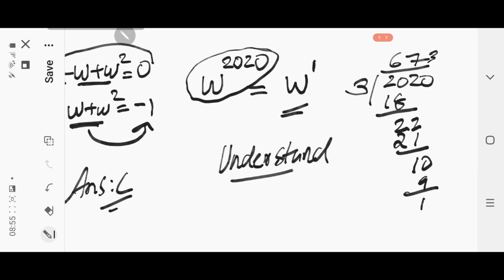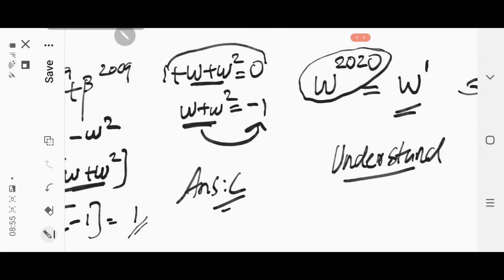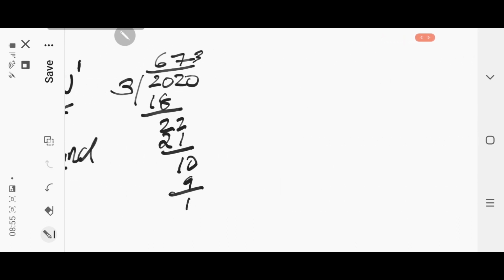Cube roots of unity and quadratic equations are very important sections. There will be questions from this section. Don't forget to learn this result by heart.